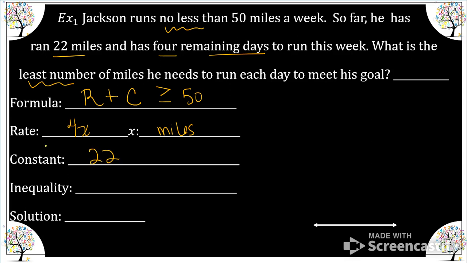And now let's plug in. So for the rate, we have 4 days times each, how many miles he runs each of those days, plus the 22, and it needs to be greater or equal to 50. So let's solve for x.